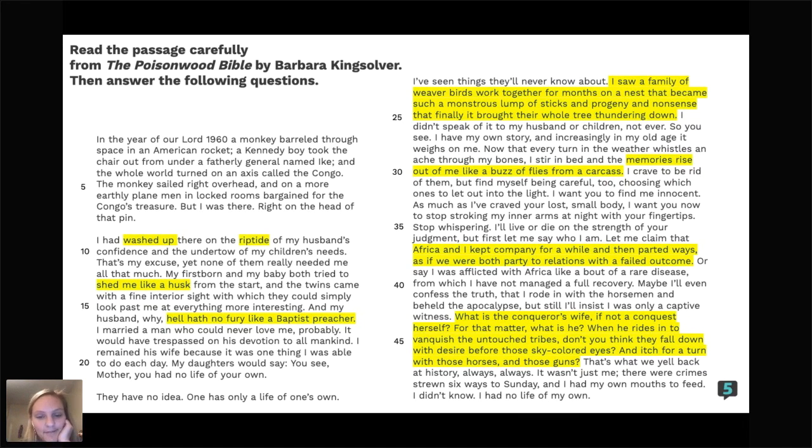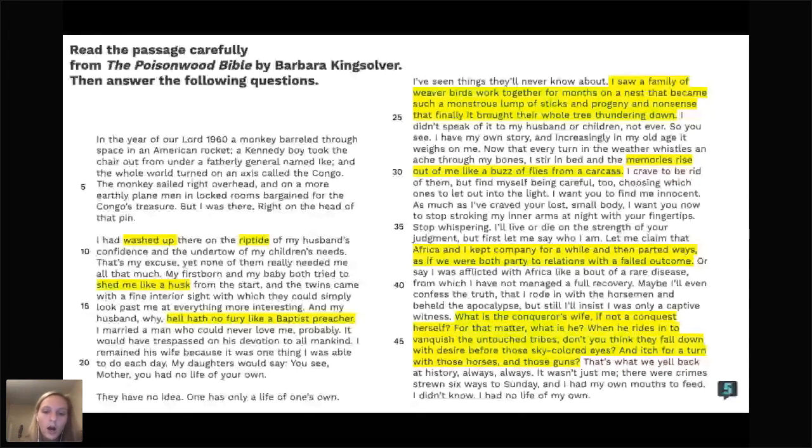And then down at the bottom, starting at line 43, my bad, and then going on to the end of the highlighting, is an entire slew of rhetorical questions, like, what is the conqueror's wife if not a conquest herself? For that matter, what is he? When he rides in to vanquish the untouched tribes, don't you think they fall down with desire before those sky-colored eyes, and itch for a turn with those horses and those guns? She's questioning what has just happened, like all of the stuff that has happened in Africa in the past year or so.